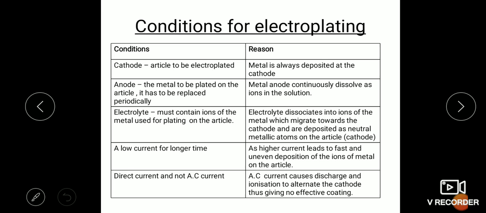Anode, the metal to be plated on the article, is to be replaced periodically. Why? Because suppose in the electrolysis of copper sulfate, which we did right now, copper ions are coming out from anode. So slowly and gradually the anode will get depleted as copper ions are moving out of the anode. The reason is metal anode continuously dissolves as ions in the solution. Please remember, inert electrode will have no depletion, so inert electrodes need not be replaced from time to time. But if you are using the electrode which has the same ion as the electrolyte which is being deposited, you have to replace anode from time to time.